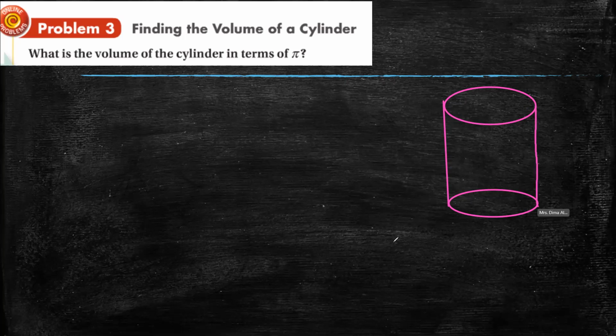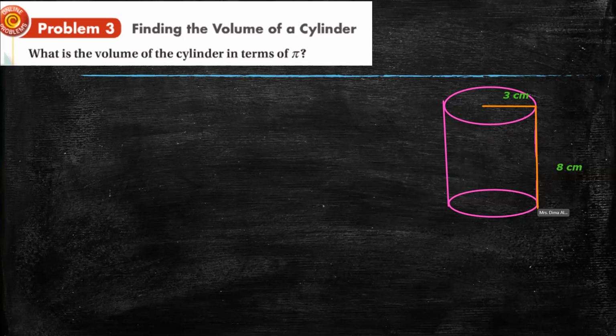This is now a cylinder. Now, for this cylinder here, he told me that the radius is 3 centimeters, and the height is 8 centimeters. This is the height here, that is 8 centimeters.